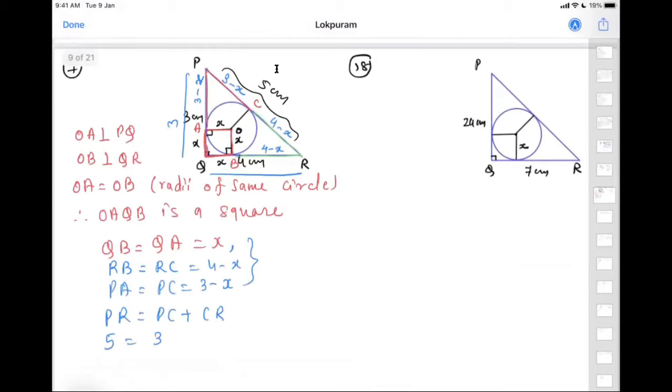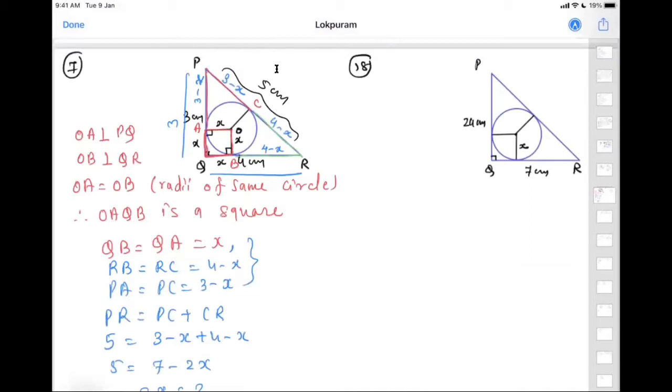That is equal to 3 minus x plus 4 minus x. 5 is equal to 7 minus 2x. 2x is equal to 7 minus 5, which is 2. x is equal to 1. In the same way you can do the 18th question.